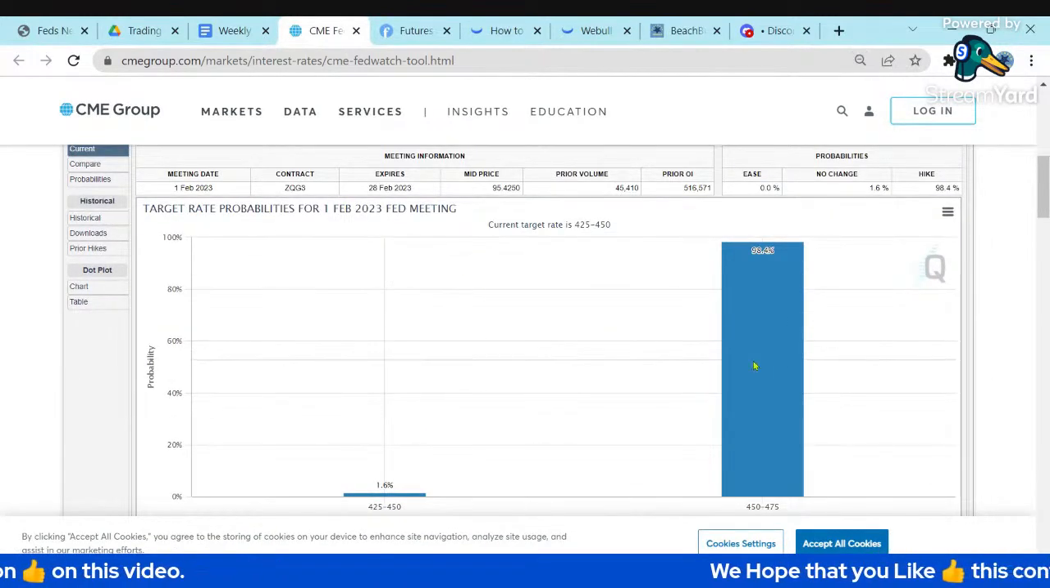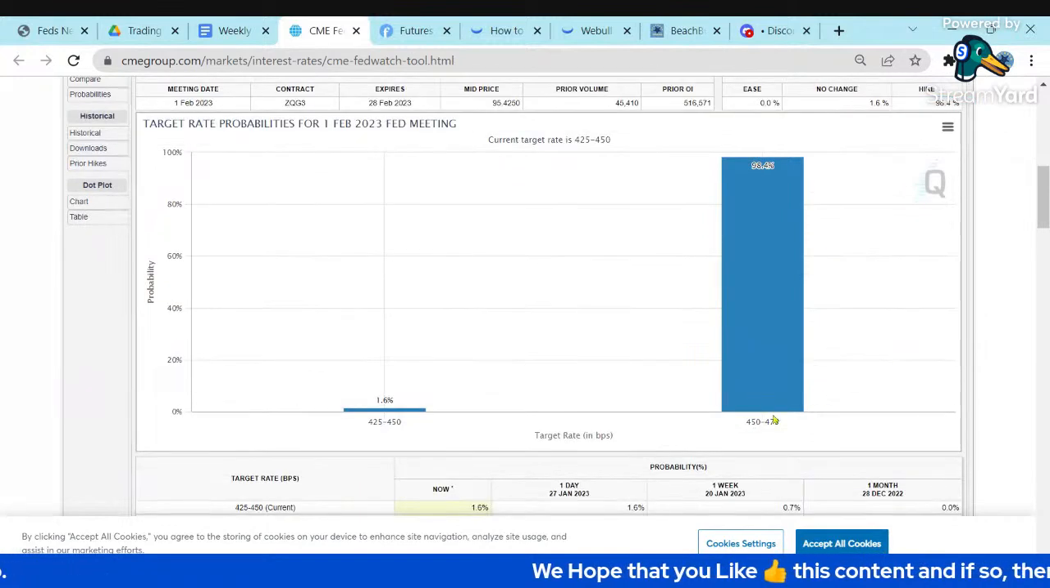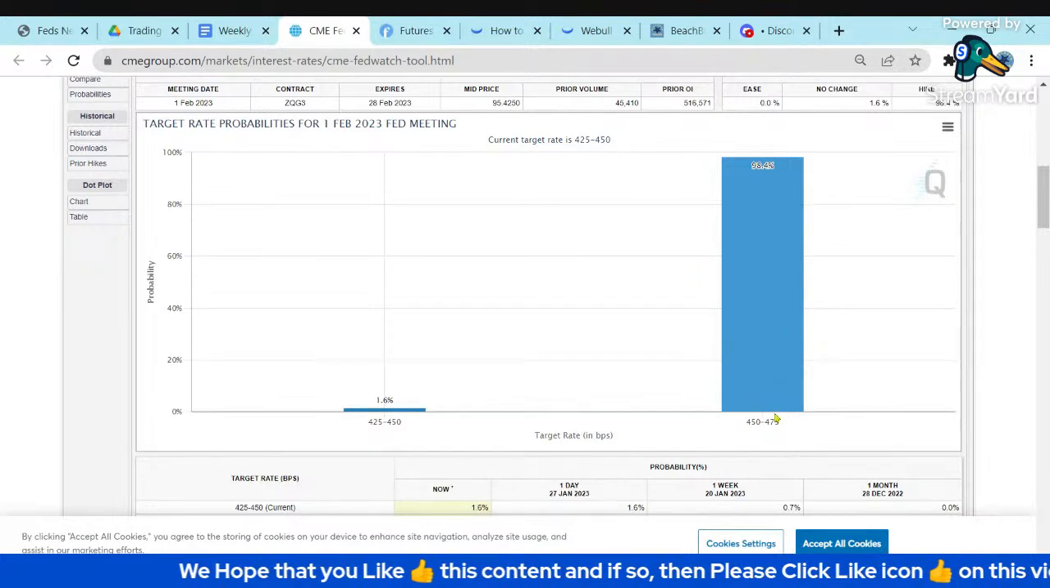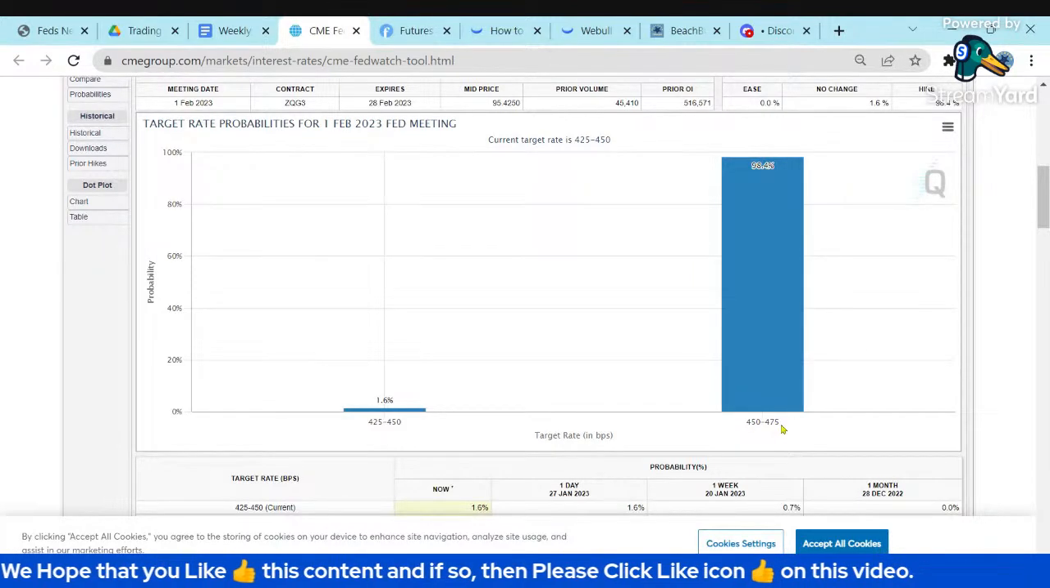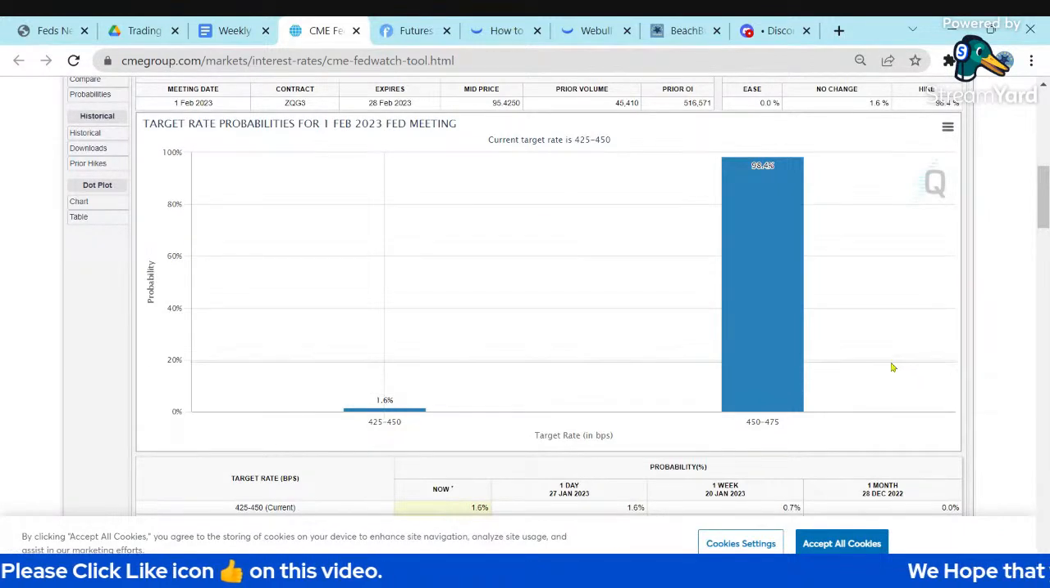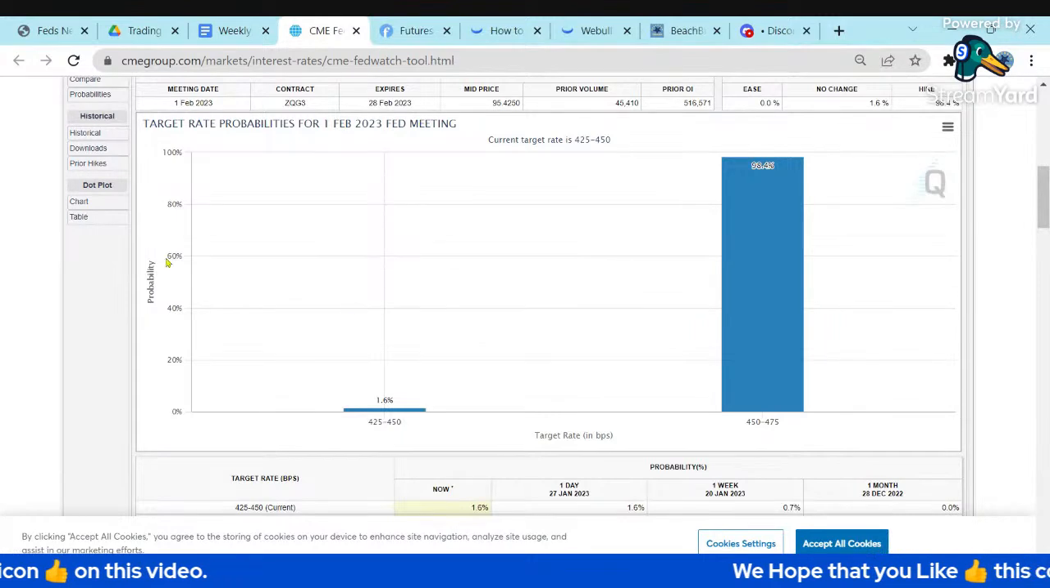You can see right now the vast majority is betting, 98.4% say it's going to be a 25 basis point hike. You've got looks like 1% no hike, and you don't have anyone betting on a 50 right now.